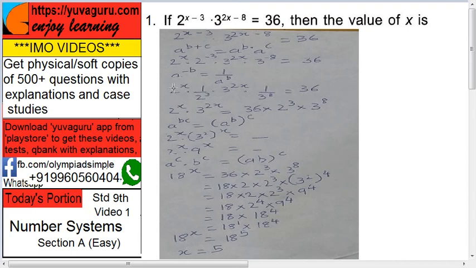So this becomes 2 raised to x into 3 raised to 2x on the left hand side equals 36 into 2 raised to 3 into 3 raised to 8. Now don't solve this because this is a huge number. So what we'll do is solve this left hand side again. For 3 raised to 2x, a raised to bc is like this: it becomes a raised to b in bracket and then the whole raised to c. These are again called laws of indices.